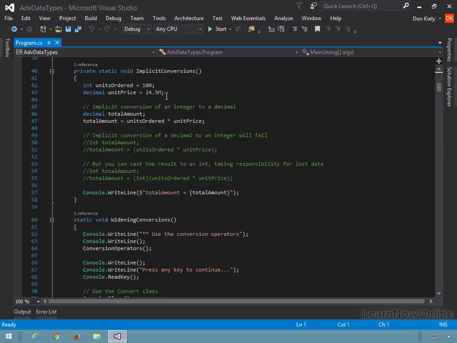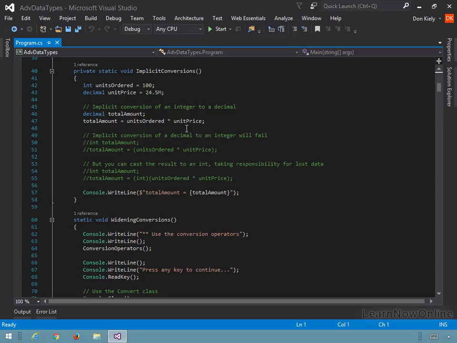Well, of course, it's the value of the units ordered variable multiplied by the value of the unit price variable. And units ordered is defined as an int, so it's seeing that as an integer value as part of the product right here. And then unit price is a decimal. So we have two different data types, and it's multiplying the values together.